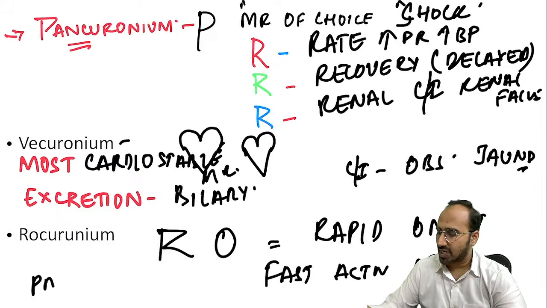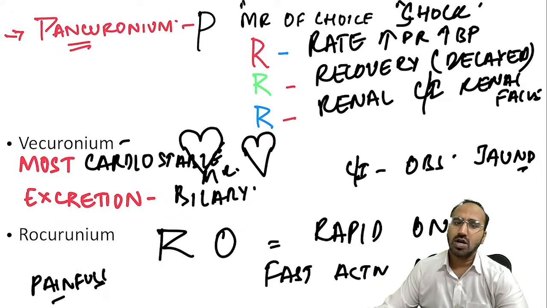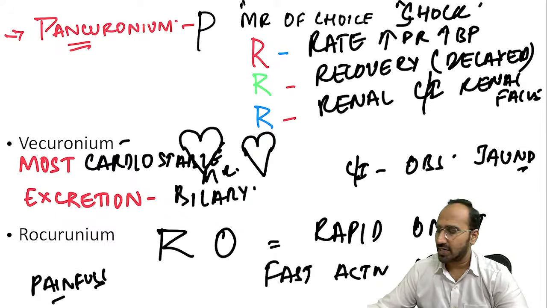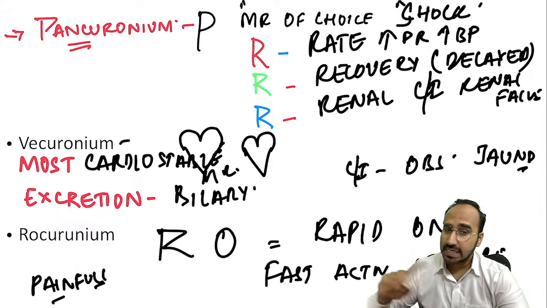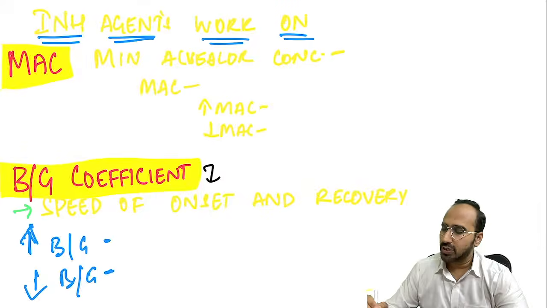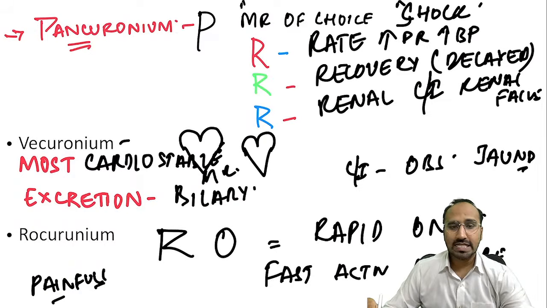I used to remember Rocuronium as a painful rock star. क्यों पेनफुल रॉकस्टार? Why? Because it is a muscle relaxant that produces pain during injection. Rockstar, why? Because it is a rapid onset, ठीक है, fast acting muscle relaxant. Fastest and shortest, there is a difference. Fastest means onset is fast. Shortest means duration is small. So basically that's regarding the muscle relaxants.